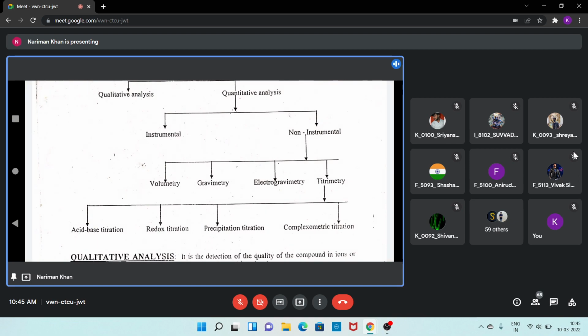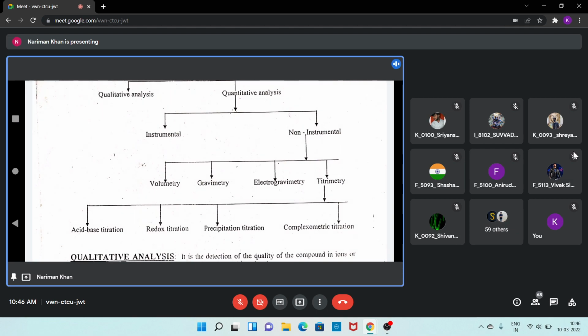Similarly, conductometry, conductivity measurement, is also a quantitative analysis. pH metry is also a quantitative analysis. Then colorimetry, and a number of other methods are there which are quantitative instrumental analysis, which involve the use of different instruments for the determination of the quantity of the compound. Then non-instrumental, you are going to do only non-instrumental.